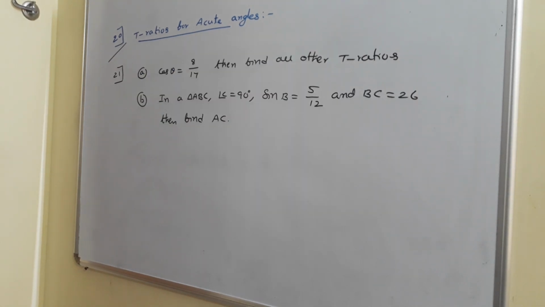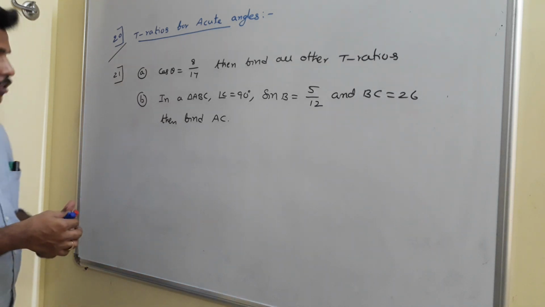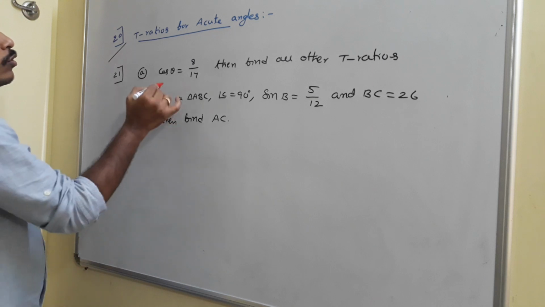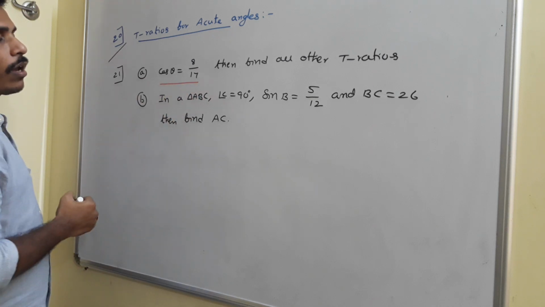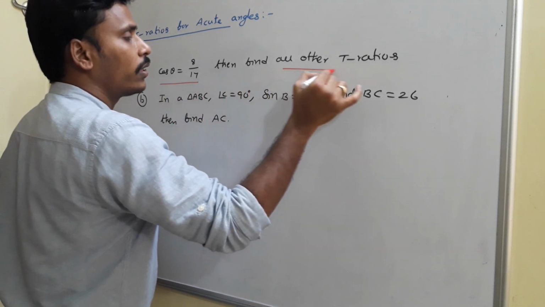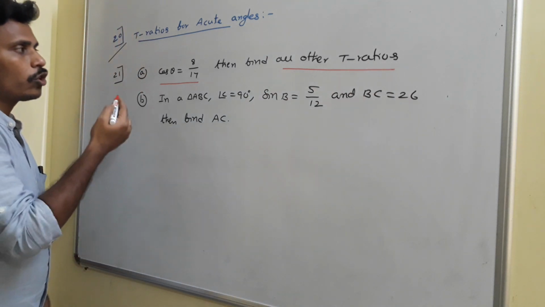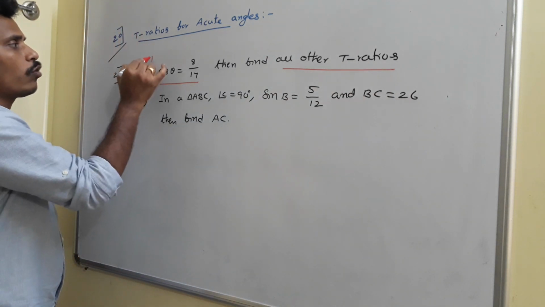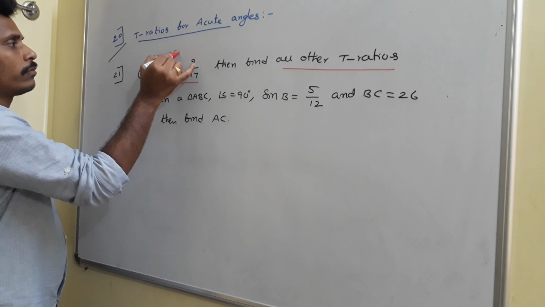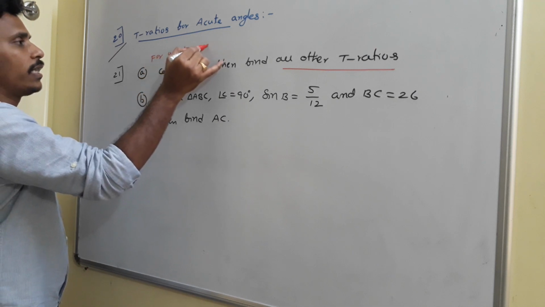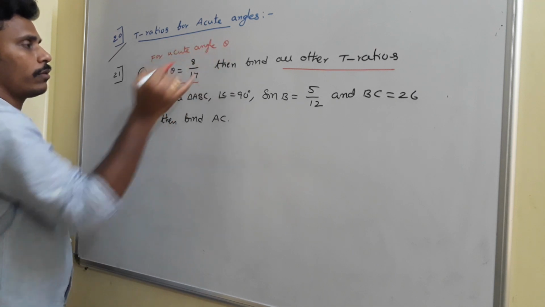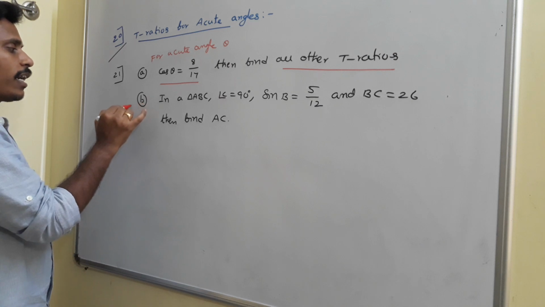Look at the board. There are two simple problems related to the trigonometric ratios. If theta is acute, cos theta equals 8 by 17, and they ask us to find all the other trigonometric ratios. So you need to note that for acute angle theta, then I am going to solve the question. And then look at the second question.